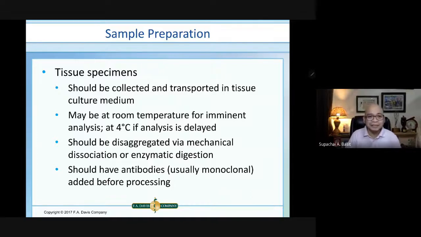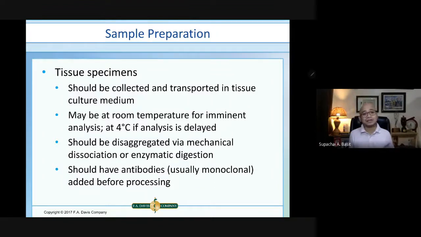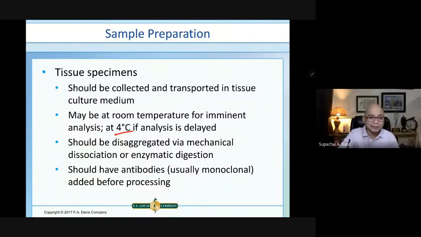Okay, for tissue specimen, it should be collected and transported into tissue culture medium. So it may be stored at room temperature for imminent analysis, or for immediate analysis. However, if analysis is to be delayed, then it is imperative that you store it at 4 degrees centigrade. So when you say 4 degrees centigrade, we are referring to the refrigerator temperature. So tissue specimens should be disaggregated via mechanical dissociation or enzymatic digestion. And we are actually using monoclonal antibodies before processing.